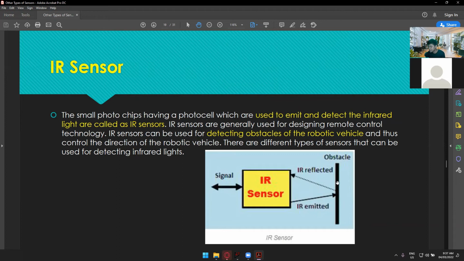once it detects that obstacle or object, the infrared will be reflected, and then it will notify that there is an object in front of it. Okay, those are the different kinds of object sensing: the use of radiation, the use of light, and then the use of infrared. Again, that depends on your target, as they have their own advantages and disadvantages.